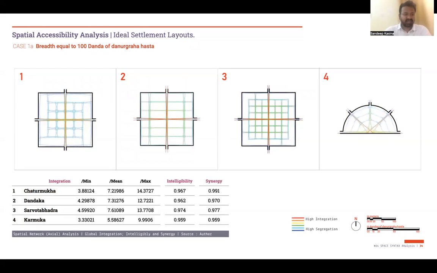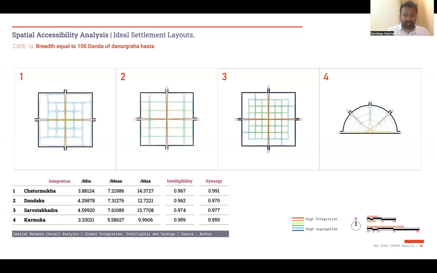Measures of intelligibility and synergy. The Sarvatobhadra layout has a high intelligibility value of 0.974, followed by Chaturmukha with 0.967. These layouts exhibit a concentric arrangement of streets around the topological center called Brahmasthana, with long straight axial streets connecting the center to the periphery. This geometrical pattern leads to a strong correlation between integration and connectivity, resulting in high integration between global and local areas and minimum segregation. All layouts have high synergy values, with Chaturmukha having the highest at 0.991 and Karmuka the lowest at 0.959.